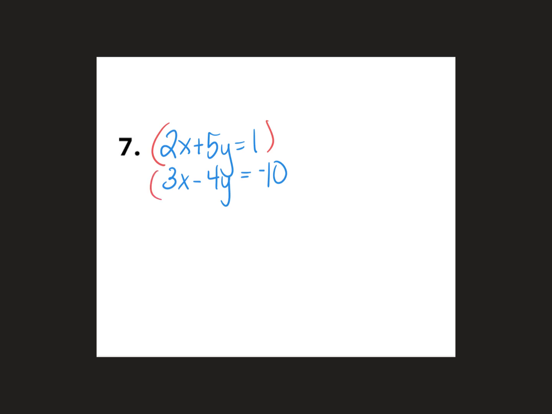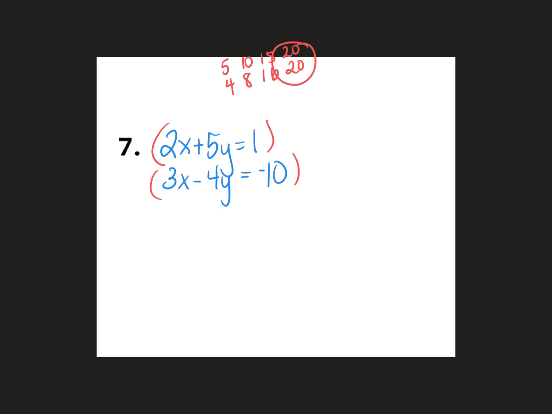I'm going to think about 5 and 4. Think about the multiples of 5: 5, 10, 15, 20. Think about multiples of 4: 4, 8, 12, 16, 20. 20 is the multiple they have in common. So that's how I decide what I'm going to multiply by.